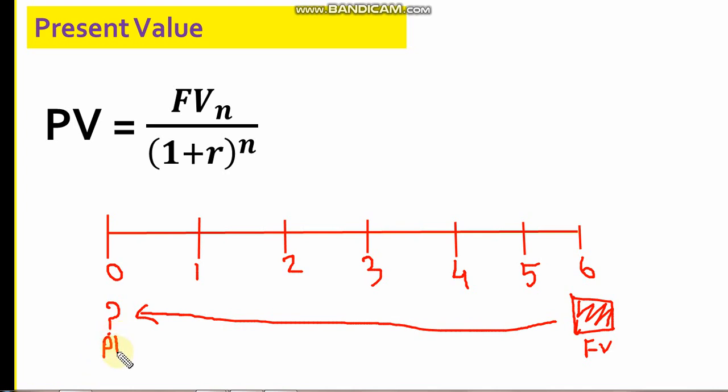Why is it present value? Because this is the value at present, at time 0, where we are standing. Suppose I am going to get some amount, say 10,000 rupees after 6 years. The question is, how much is the worth of that 10,000 rupees if I apply a certain discounting rate? Say for example 10% is my discounting rate.